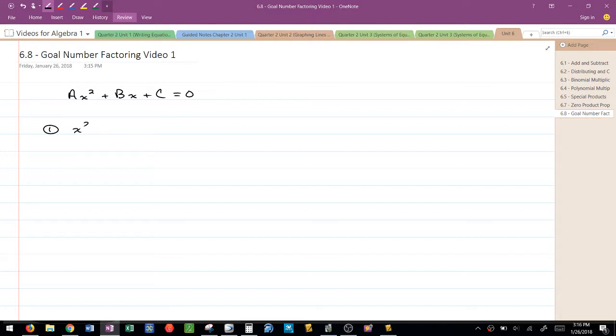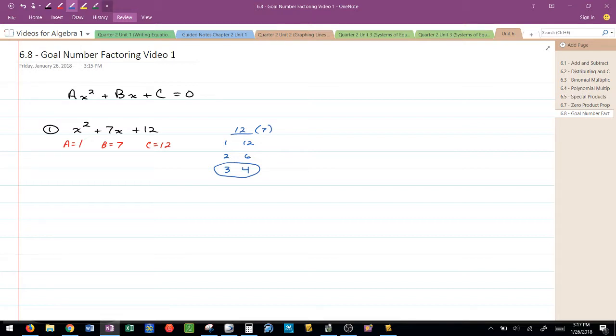So let's say that we have x squared plus 7x plus 12. The goal number is created by taking a, which is 1. Let me write down a, b, and c. A is 1, b is 7, c is 12. The goal number is created by taking a times c. A times c is 12. The middle term is b, so we write 7 there. I consider all factors of 12: 1 and 12, 2 and 6, 3 and 4. I need two numbers to multiply to give me 12 and add to give me 7. That's going to be this combination.